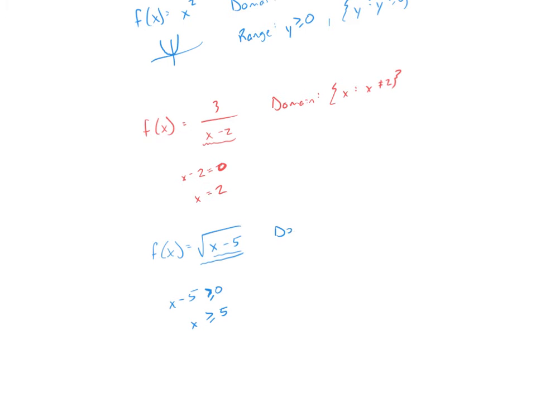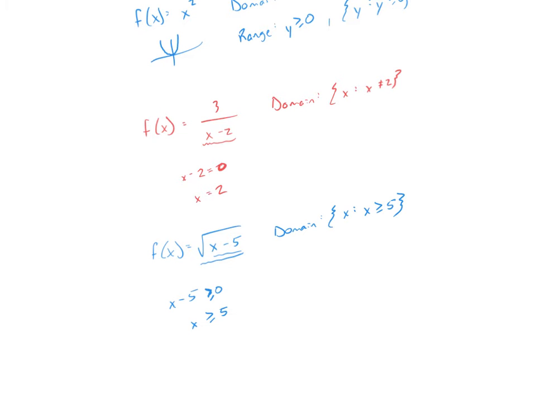So for my domain of this one, it is the set of all points x such that x is greater than or equal to 5. Okay, just like the last one, I'm not going to do the range of this one. Maybe we'll talk about that in a different video, but for now, we'll just end with domain on there.